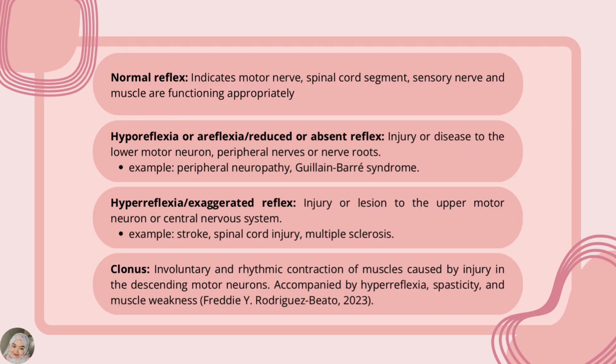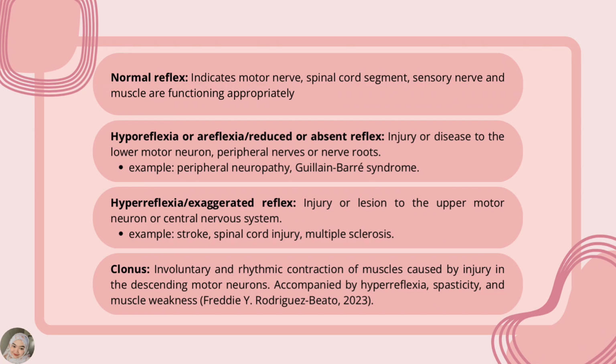So these are the types of reflex, which are normal reflex, hyporeflexia or areflexia, hyperreflexia, and also clonus. Normal reflex indicates motor nerve, spinal cord segment, sensory nerve, and muscle are functioning appropriately. While hyporeflexia or areflexia, or we can just say reduced or absent reflex, indicates injury or disease to the lower motor neuron, peripheral nerves, or nerve roots. As an example, peripheral neuropathy and also Guillain-Barré syndrome.